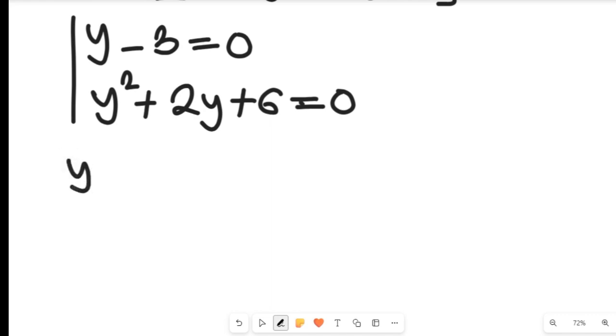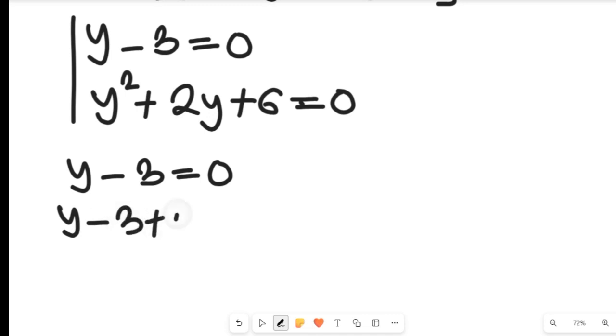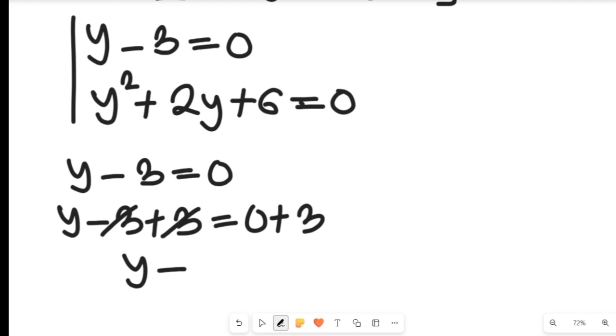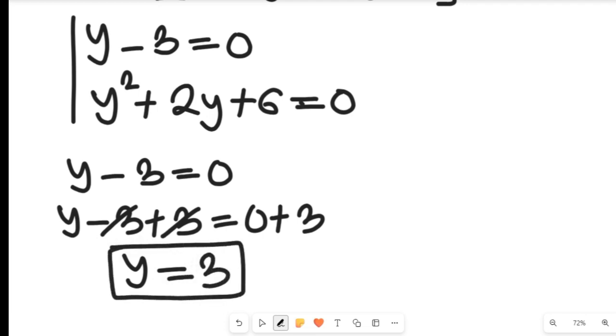From the linear, we'll have y minus 3 equal to 0. If we add 3 to both sides, we are going to have y minus 3 plus 3 equal to 0 plus 3. So 3 will clear 3 from the left hand side and y will be equal to 3. So this is the first solution to that polynomial equation.